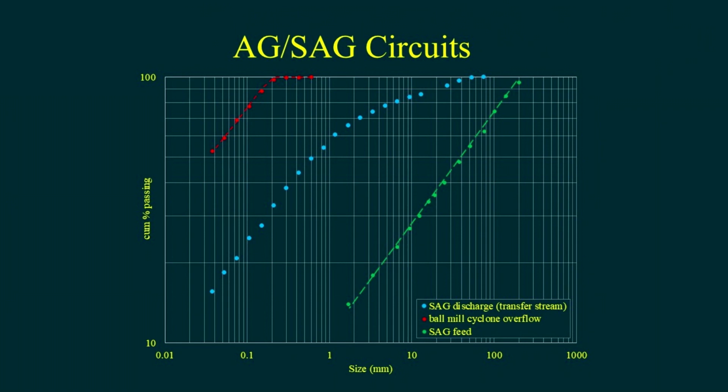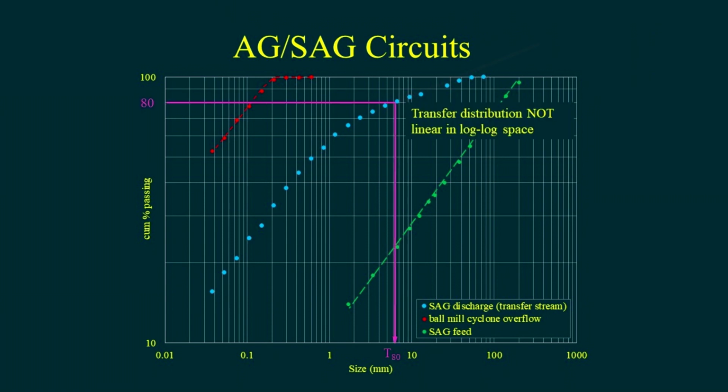AG-SAG circuits, that is typically the product size that comes out of an AG and a SAG mill that's passed down to the ball mill. That does not obey those rules at all. If you look, that's the 80% passing line. That is the, and we call it a transfer size.